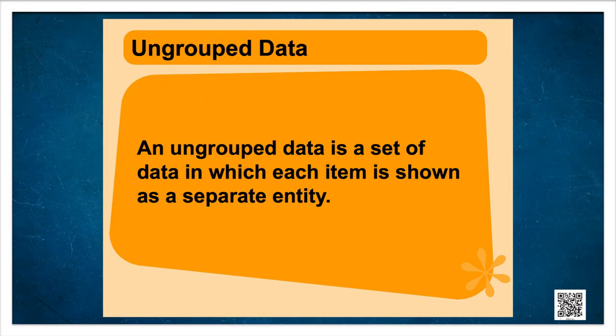An ungrouped data is a set of data in which each item is shown as a separate entity. Now, if we want to organize the data in the way in which we have done in the earlier example, like mango, apple, pineapple, if we take each item or the score and start making tally marks and finding out the frequency, then it becomes a very long procedure. So, whenever we have data of this kind, it is better to put them in various groups.